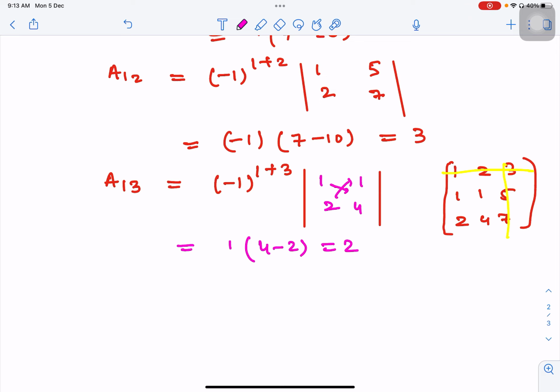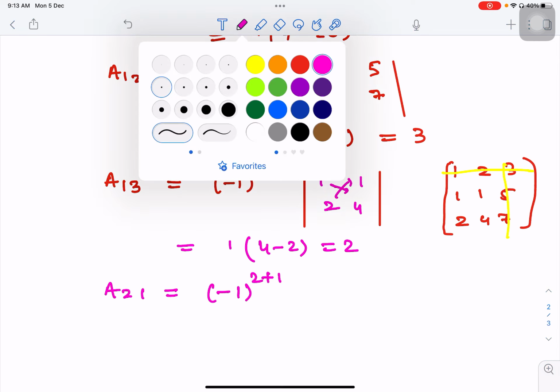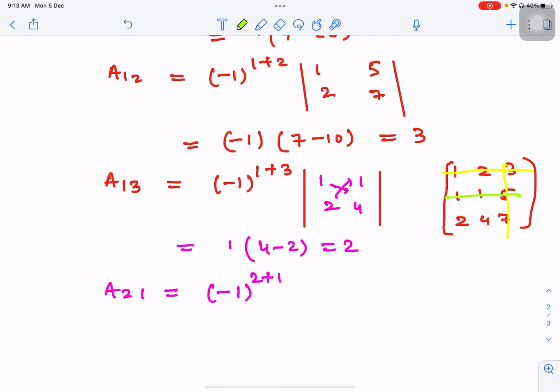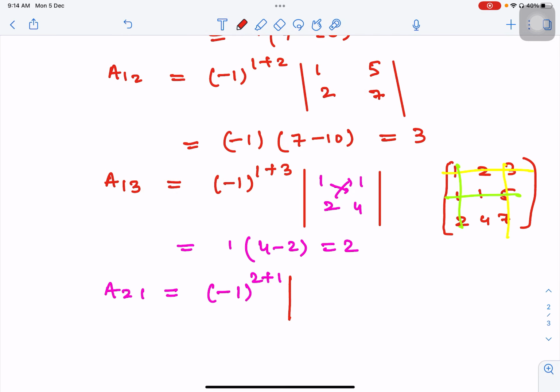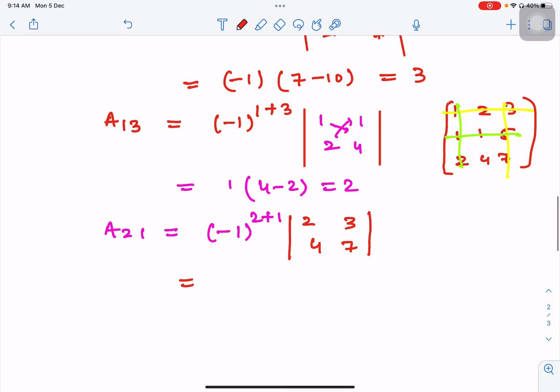Now can we have A14? No, we don't have the fourth column, right? So now we go to the second row. So we will find A21, second row, first column. So -1 raised to 2 plus 1. Now we will delete the second row and first column. What will remain? 2 3 and 4 7. So this will become -1 raised to 3. Again -1, 7 2s are 14, minus 12.